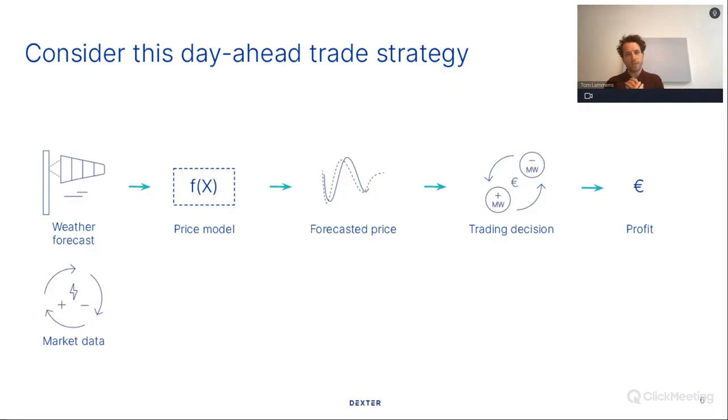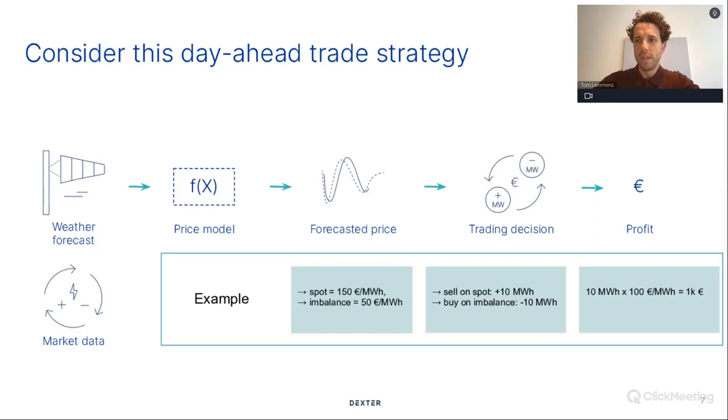Before I introduce the agenda for today, I wanted to introduce an example price forecasting setup. If you consider this day-ahead trading strategy, it has a typical flow. It goes from data, weather forecast, market data, which flows into a price model, which outputs a forecasted price based on which a trading decision is made. After this trading decision, you can calculate the expected profit. This is the example, a day-ahead trading strategy. I'll use this example throughout the presentation to make it a bit more concrete.